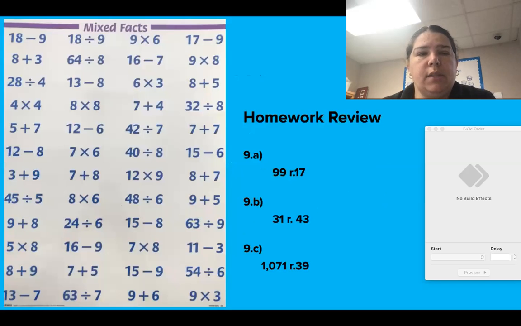Very good. You had some homework last night. Your homework was to divide, and I wanted to give you those answers. Hopefully you got them correct. Make sure you go back and check them. The first one was 99, remainder 17. The second one was 31, remainder 43. And letter C was 1071, remainder 39.